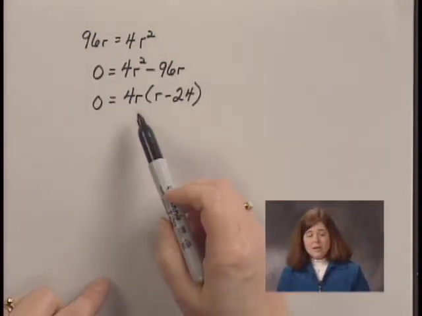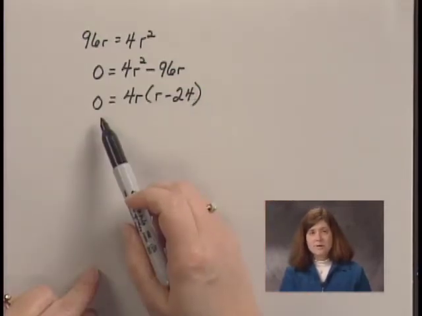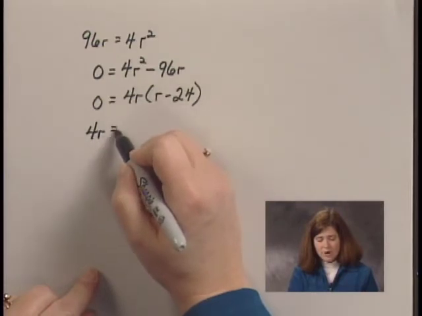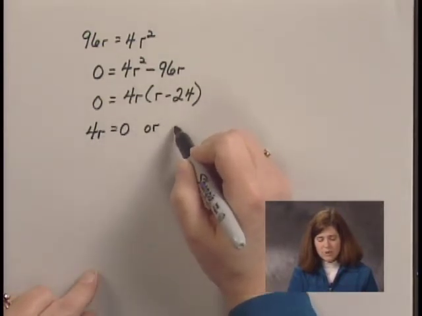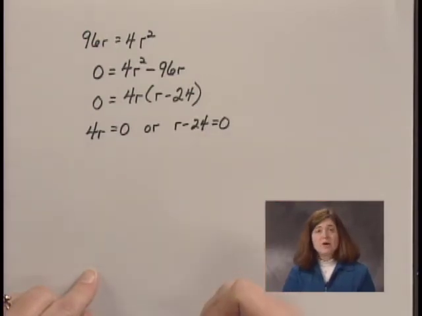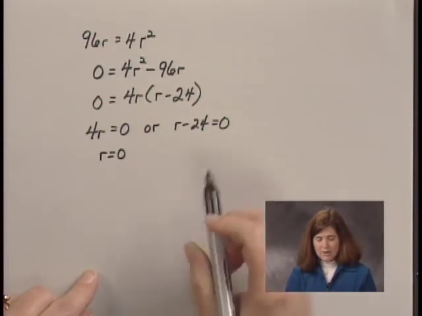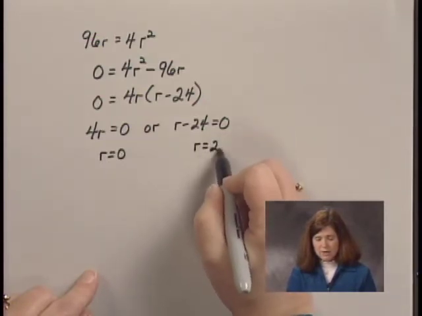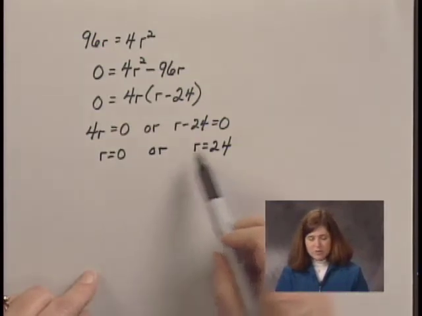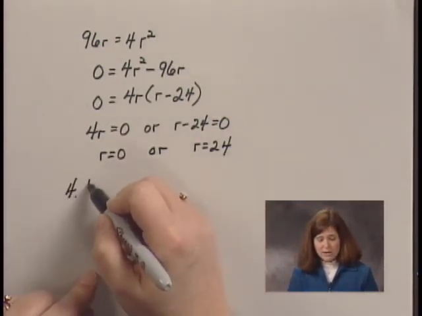Now I have a product. 4r times r minus 24 equals 0. So I can set each factor equal to 0. 4r equals 0, or r minus 24 equals 0. Solving those separately, I get r equals 0 here, and r equals 24 here. So I have two possible solutions, and I'm ready for step 4, which is to check the answer in the original problem.